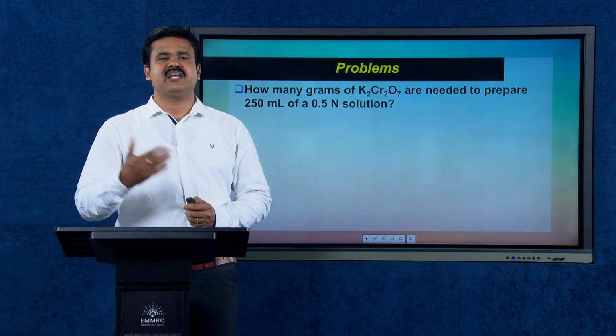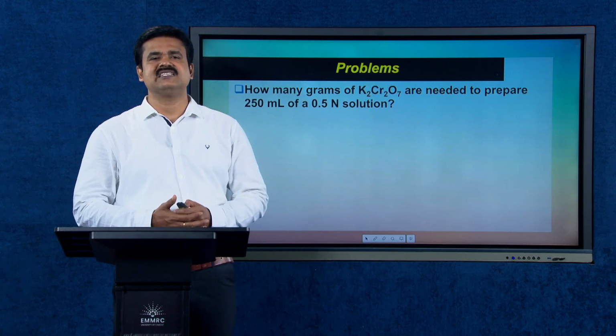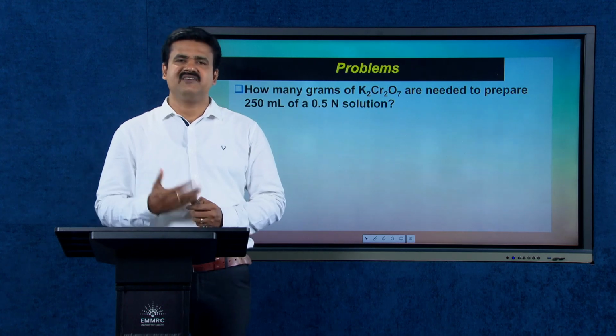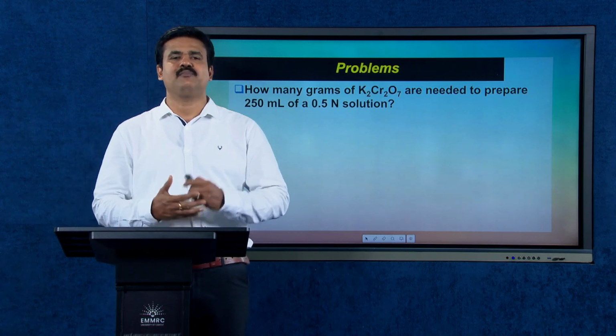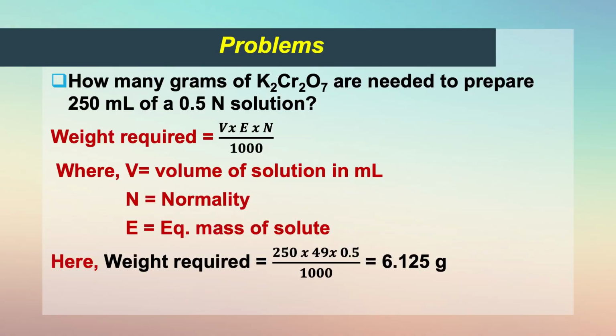This is a similar kind of example, and the question is about the weight of potassium dichromate required to prepare 250 ml of a 0.5 normal solution. You can calculate the weight required by using the previously studied expression, that is V into E into N divided by 1000, where V represents the volume of the solution in ml, N represents normality, and capital E represents the equivalent mass of the solute. And you have to substitute the values in the respective positions.